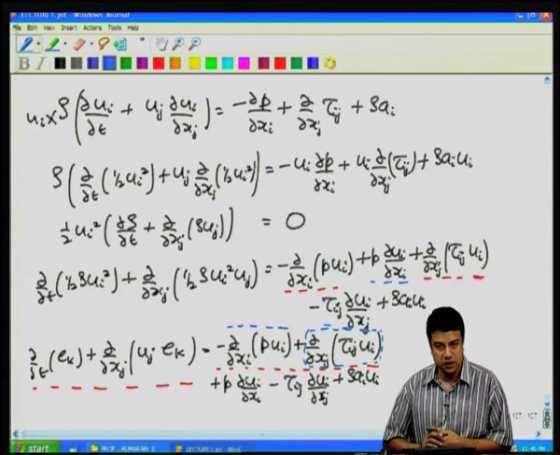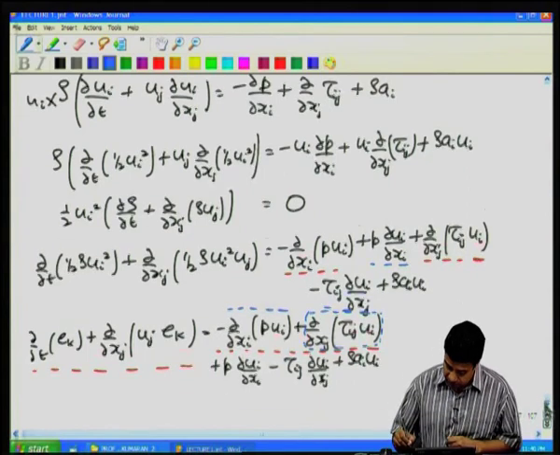The other two terms at the bottom: the last term is just the work done by the body force, the acceleration due to the body force, so that is rho a_i times u_i. But the other two terms here are actually volumetric terms. The first term is actually P times partial u_i by partial x_i, P times divergence of u.